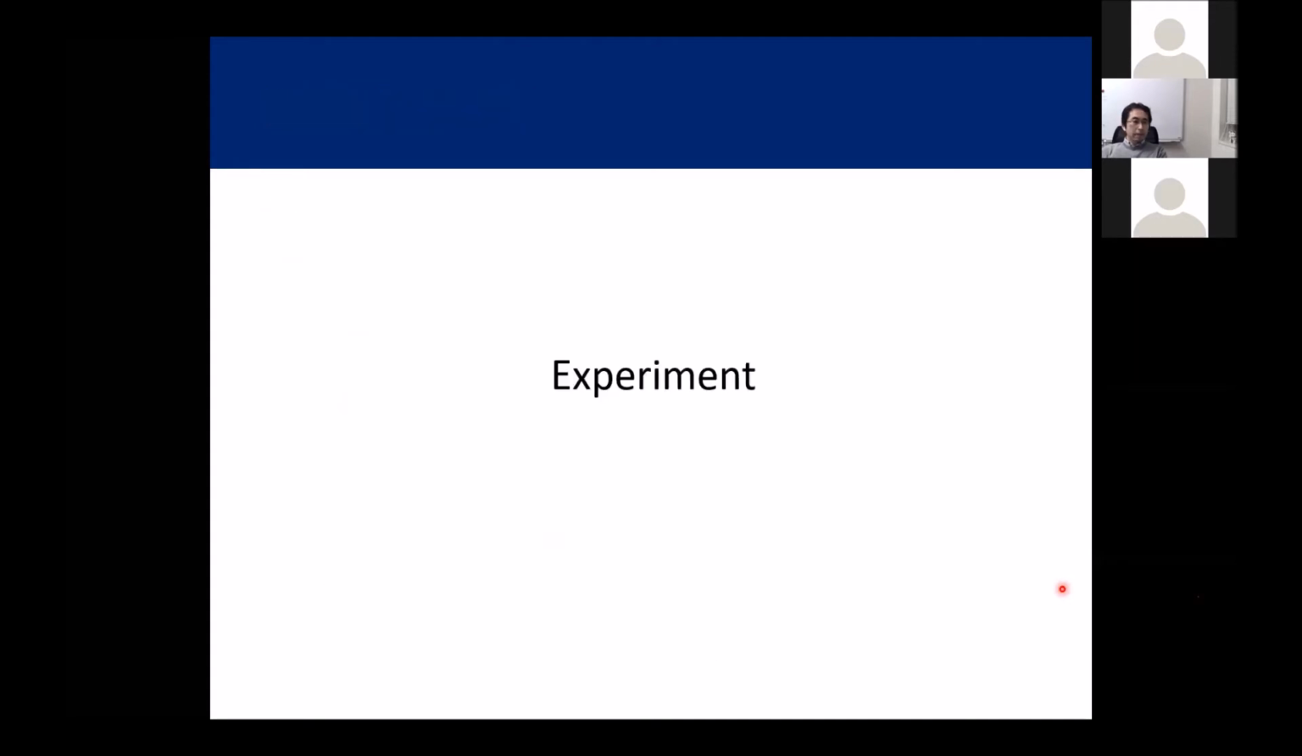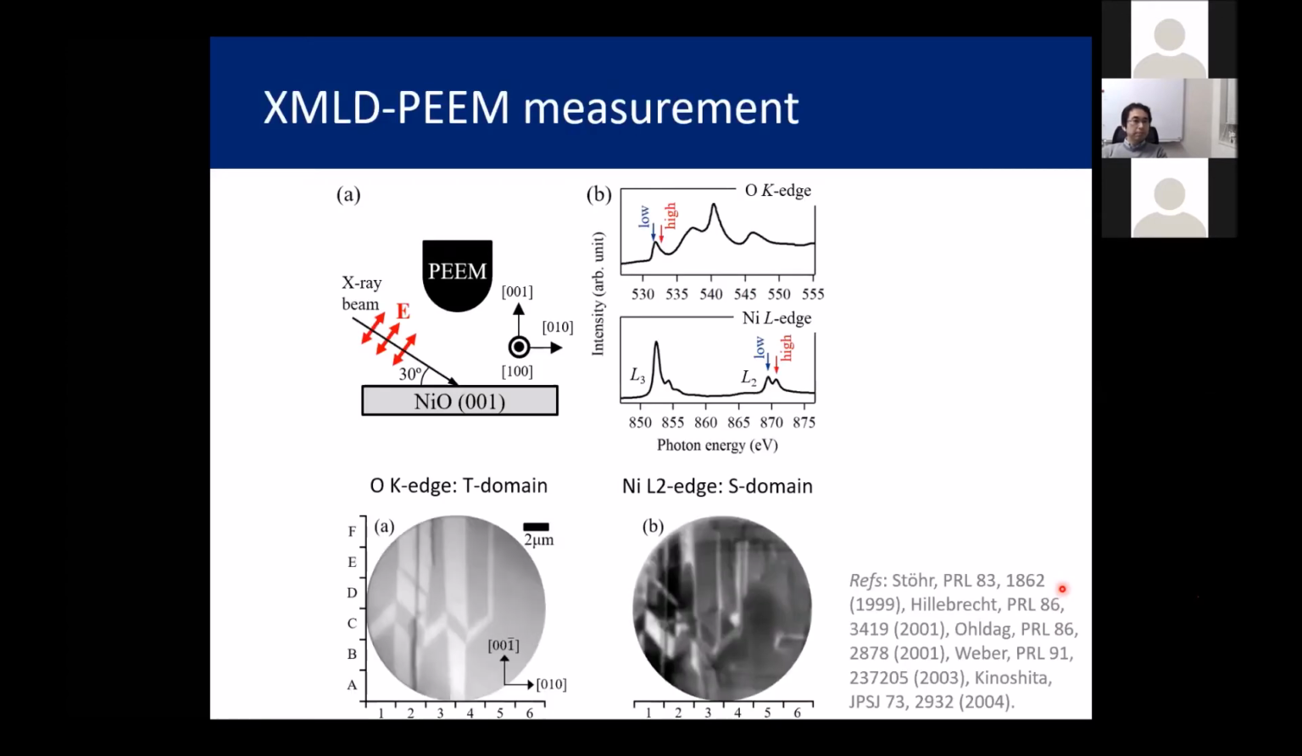So I just want to briefly show our experimental results. We did an X-ray magnetic linear dichroism photoemission electron microscopy measurement, the so-called XMLD-PEEM measurement. The images are taken with the oxygen K edge and the nickel L2 edge, which correspond to the T domain contrast and S domain contrast like this.